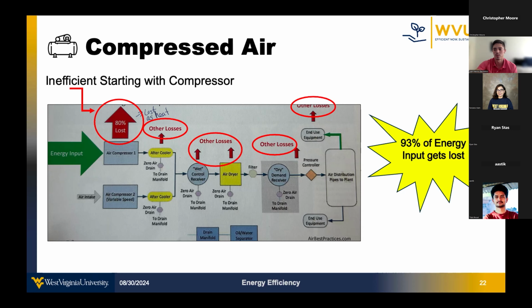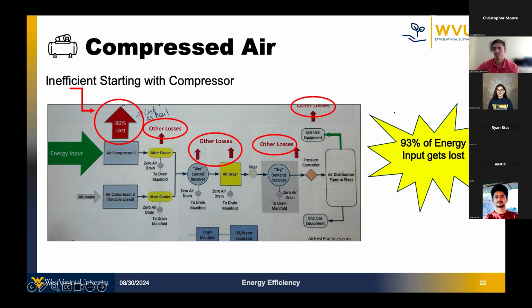Is there a substitute? In this image, you can see that in compressed air systems, about 93% of the energy that inputs the system gets lost along the way, leaving only 7% of the energy remaining. So look at the beginning of the diagram. Just in the air compressors at the beginning, air compressors 1 and 2, 80% of the energy that inputted the system is already lost. And then there are significant losses happening along the way.